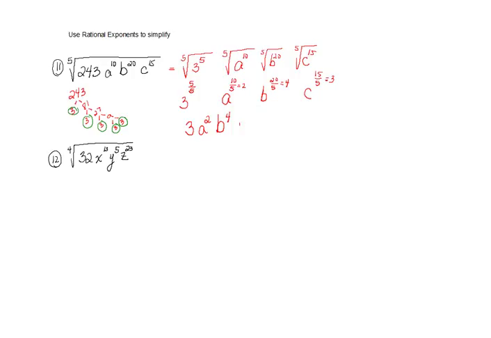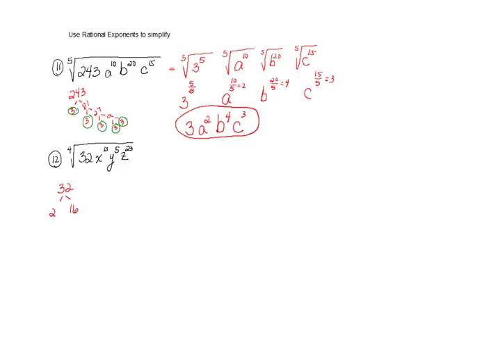So let's look at number 12 here. We're looking at the 4th root of 32x to the 13th, y to the 5th, and z to the 23rd. Once again, let's start with a number, 32, looking for groups of 4. 2 goes into 32 16 times. 2 goes into 16 8 times. 2 goes into 8 4 times. And 2 goes into 4 2 times. So I have 1, 2, 3, 4. There's my group of 4, and I have one extra 2.